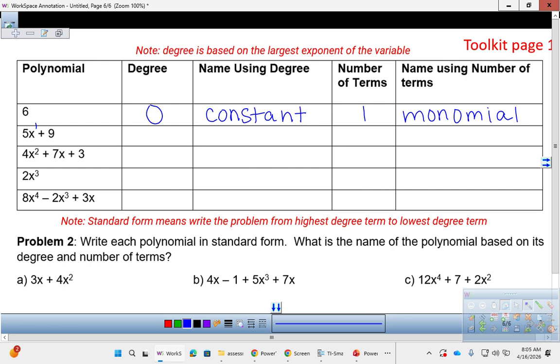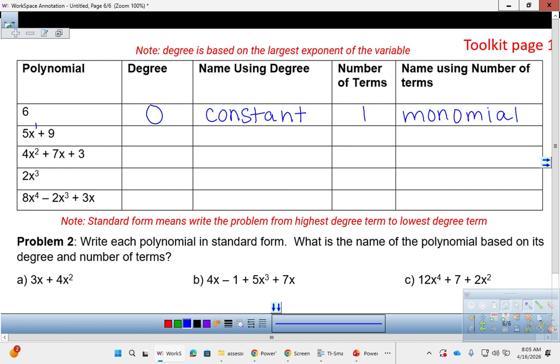So, if I gave you the equation 6, it's called a constant monomial. Constant meaning there's no x's in this problem. Monomial meaning I'm only looking at a single number. So together, those two things make the name.